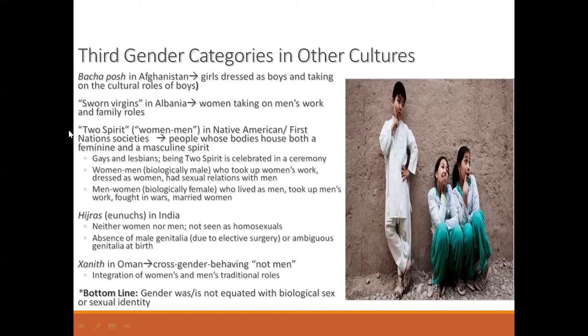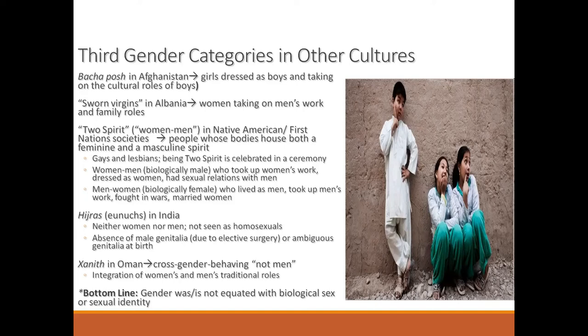And then in the Native American community, or in Canada, First Nation societies, this is an example of indigenous communities that have always embraced being gay, being a lesbian, and so on. They use the term two-spirit that translates roughly to women, men. And they believe that if you identify as a lesbian or as gay and so on, your body houses both a feminine and a masculine spirit. So for gays and lesbians in the Native American and First Nations tribes, being gay or being lesbian is not frowned upon. In fact, when they identify as two-spirit, it's celebrated in a ceremony, and afterwards, they're free to be in a relationship with or marry a partner of their choice.